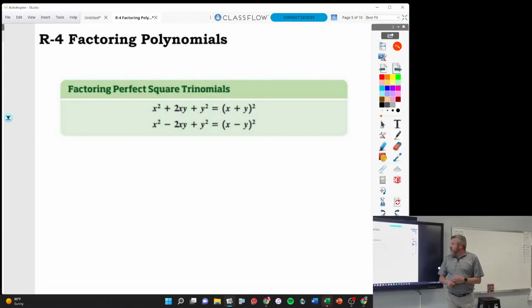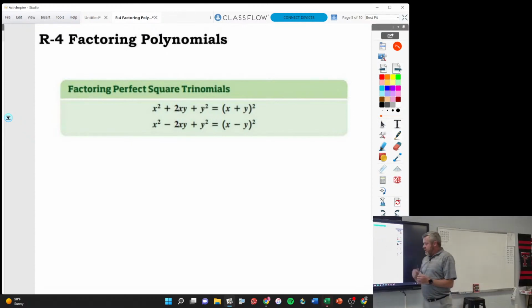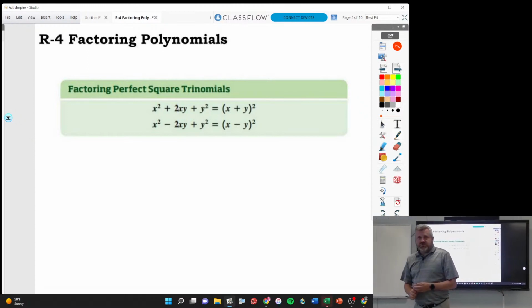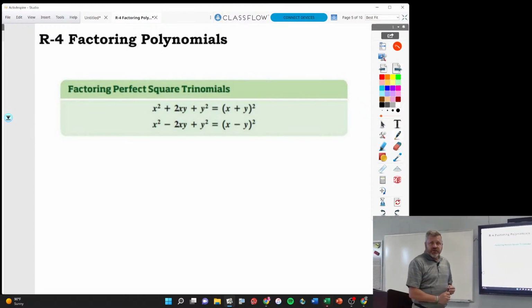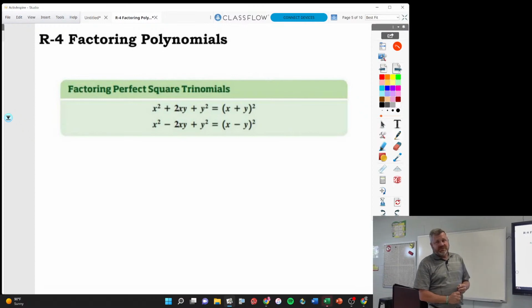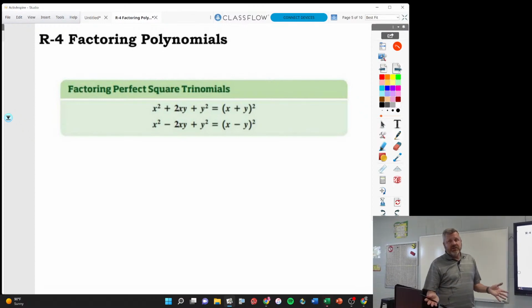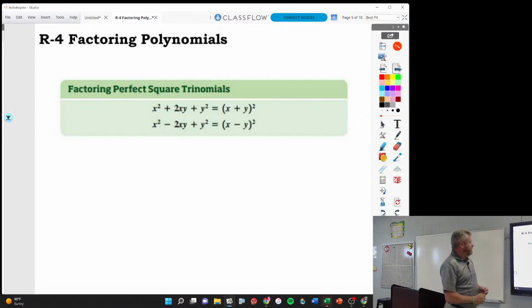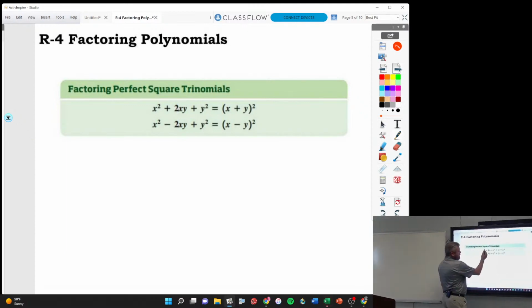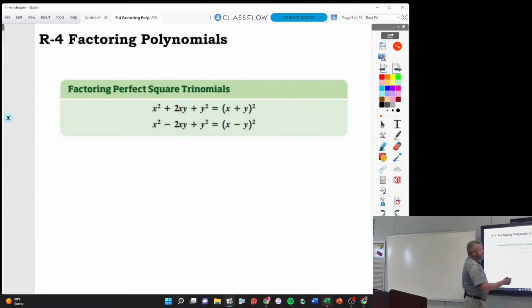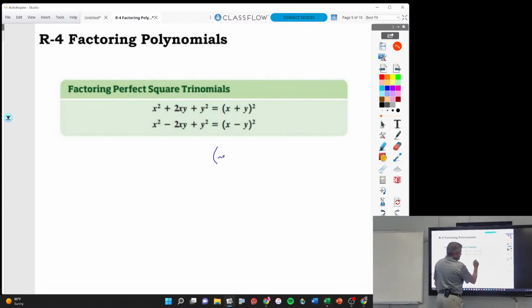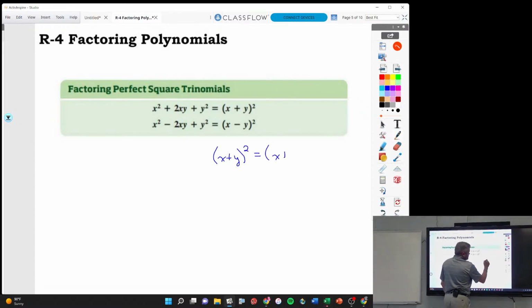It's possible that we have perfect square trinomials. Guys, I've been doing this for a long time, and I will honestly tell you that I don't always recognize this pattern. But if you recognize this pattern, you're going to see that this guy factors easily. So if you see a pattern where you have x squared plus 2xy plus y squared, that's going to factor into x plus y squared. And remember that x plus y squared simply means x plus y times x plus y.